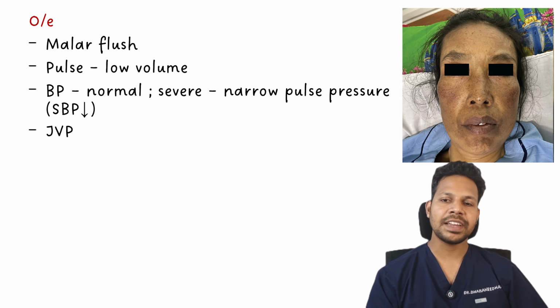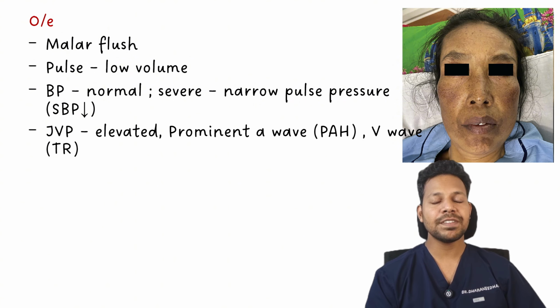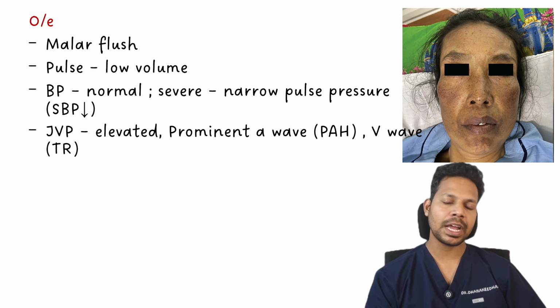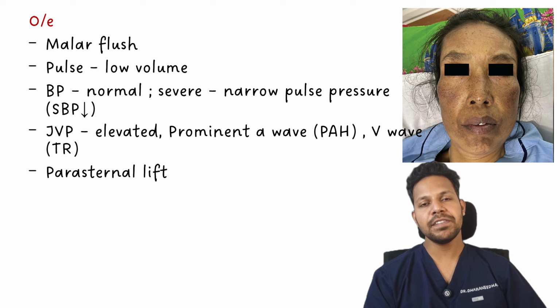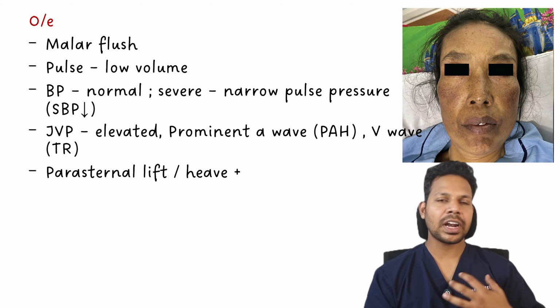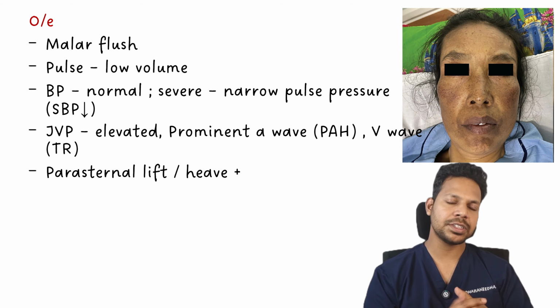Jugular venous pressure is elevated with a prominent A wave because of the pulmonary arterial hypertension. When the patient develops tricuspid regurgitation, then the V wave can become prominent. Then parasternal lift or heave can be seen because of right ventricular hypertrophy or left atrial enlargement. Of course, both of them can be seen in mitral stenosis.